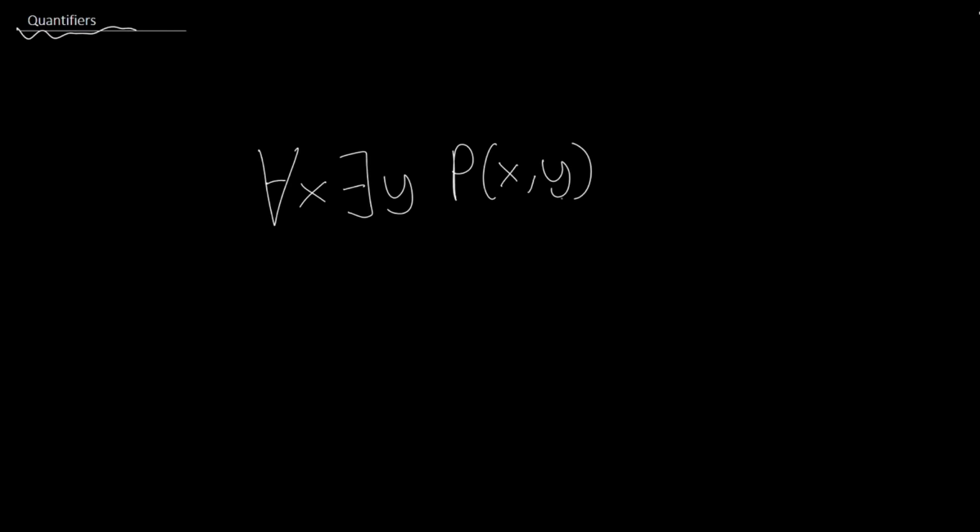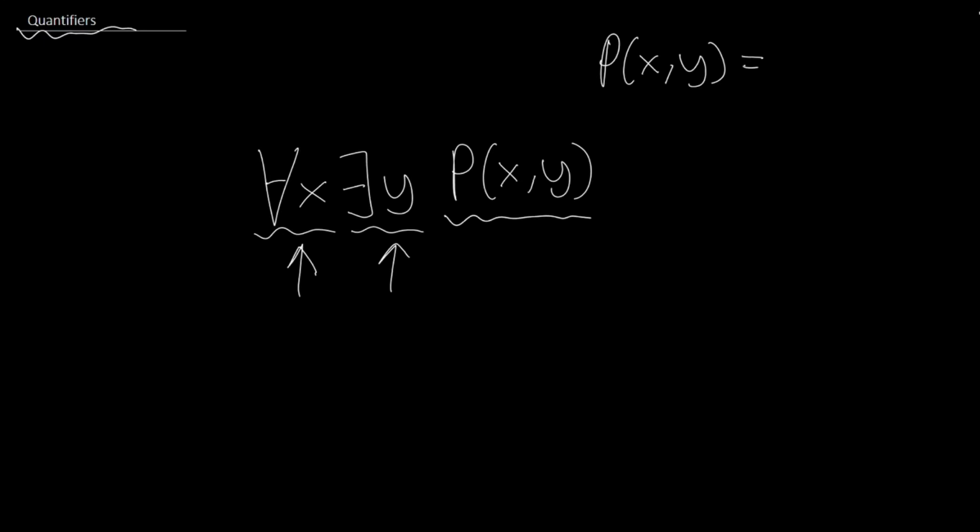Alright, so this is a more complicated example, and this involves two different quantifiers. So what does this mean? This means that for all values of x, there exists at least one value of y such that our statement over here is true. So let's assign a meaning to this statement to make it more obvious and clear. Let's set p of xy to be equal to x plus y equals 0. So this is what the statement means.